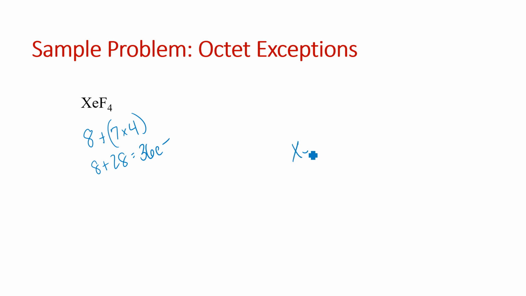You put the least electronegative element in the middle, and then you connect everything else to it with single bonds. So step 1, count the electrons. Step 2, put the least electronegative in the middle and connect everything with single bonds. Step 3, you're going to give your outer atoms an octet. And then you are going to stop and count and figure out how many electrons you have left over.